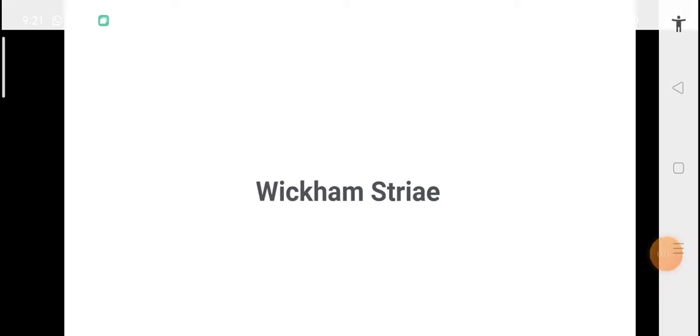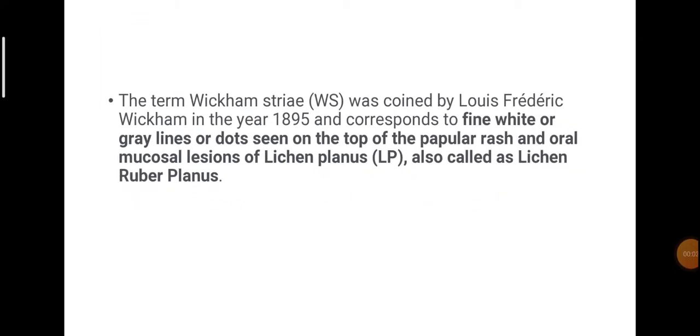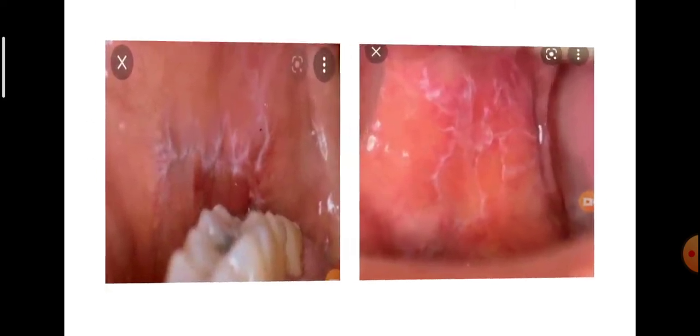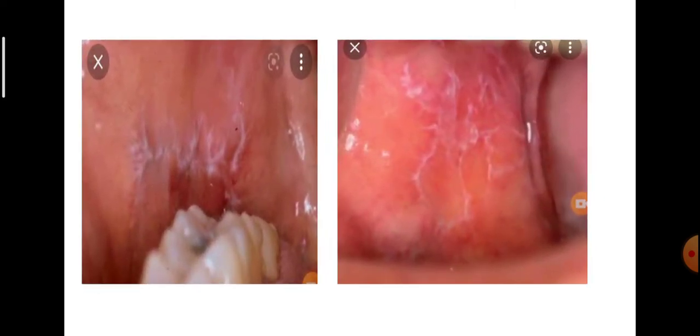Wickham Striae. The term Wickham Striae was coined by Louis Frederick Wickham in the year 1895 and corresponds to fine white or grey lines or dots seen on the top of papular rash and oral mucosal lesions of lichen planus, also called lichen ruber planus, ruber meaning red. These are fine white lines of Wickham Striae seen in lichen planus.